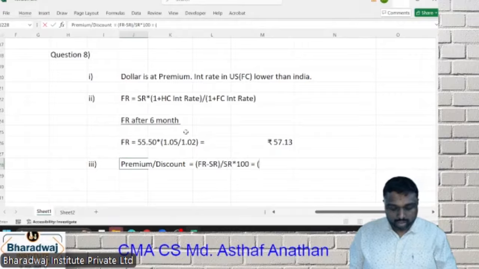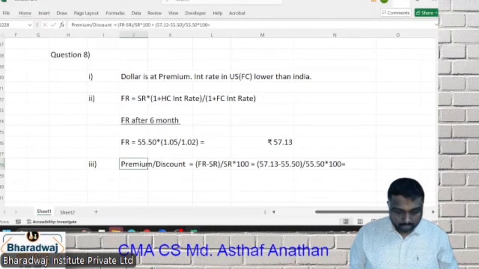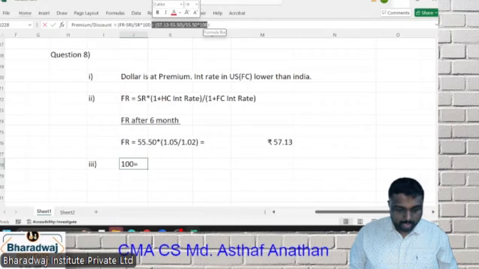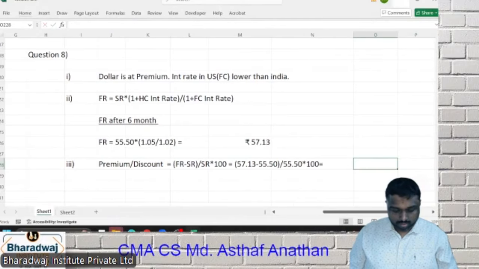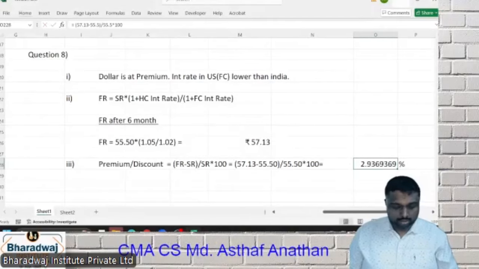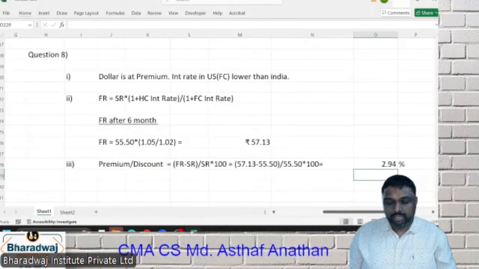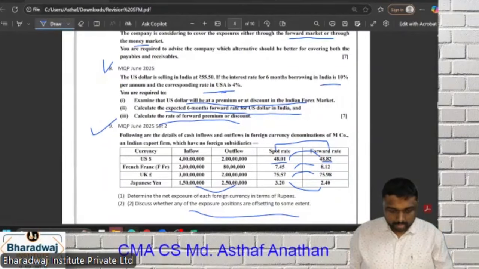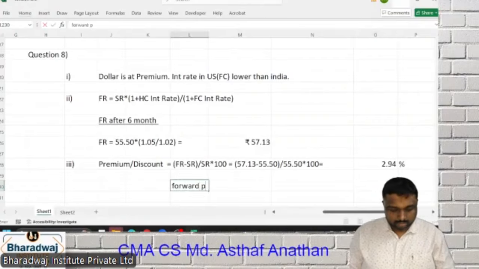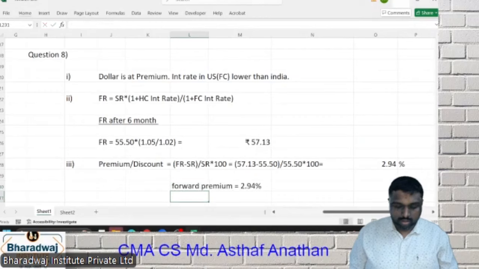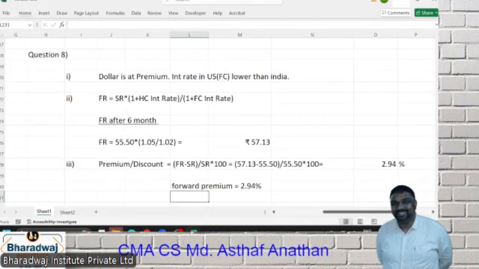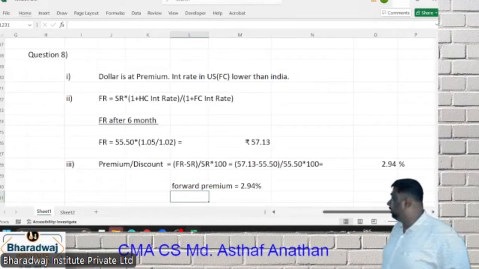So what is the forward rate? 57.13 minus 55.5, divided by 55.5, into 100. So if it is positive, it is premium. I reduced it to 2 decimals. You can go for 3 decimals also. So this is how we have to approach, friends. So you can take your time and complete.